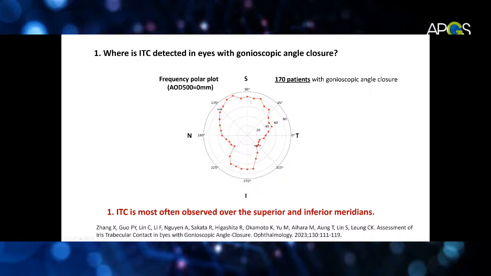And we found ITC is most often observed at the superior and inferior meridians. You can see many eyes had ITC over the top and the bottom, the superior and inferior meridians, and the infratemporal meridian is actually the least common location where we found ITC.